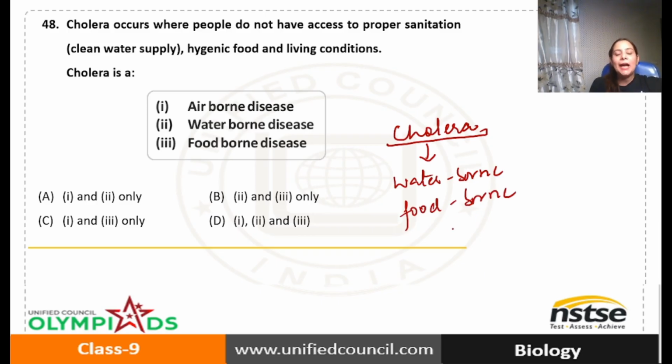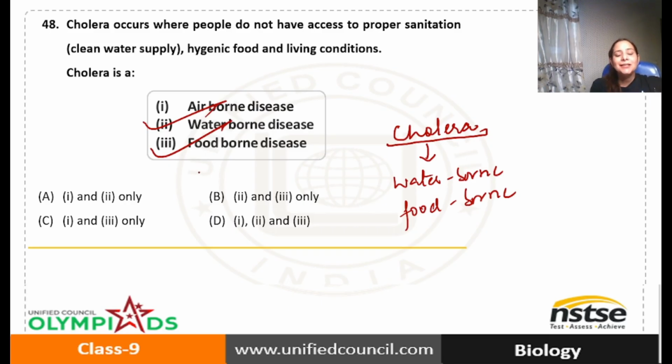If your food gets contaminated, for example by mosquitoes or flies, we often say do not keep your food without a lid. Cover your food item and then place it. When we go out and eat vendor food, we can see that they keep all the food items without a lid. Mosquitoes or flies sit on the infection causing agent also and pass it to the food item. If you consume that food item, the infection causing agent will go inside your body, multiply, and cause disease. So cholera is a waterborne as well as foodborne disease.